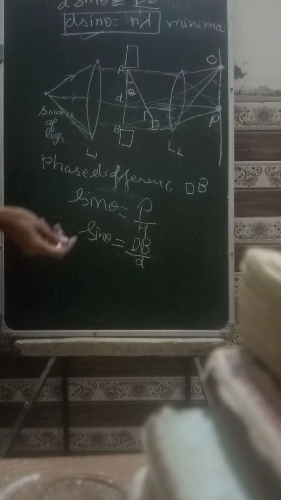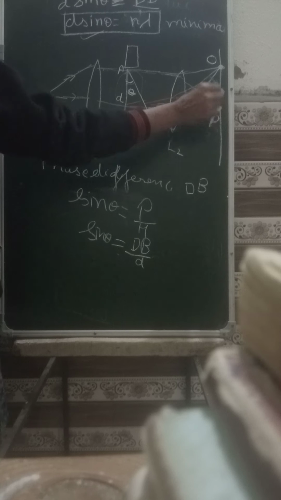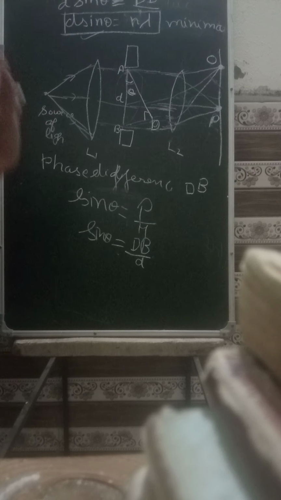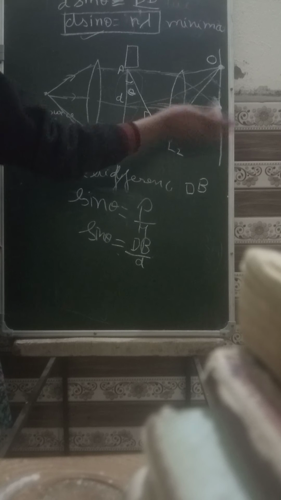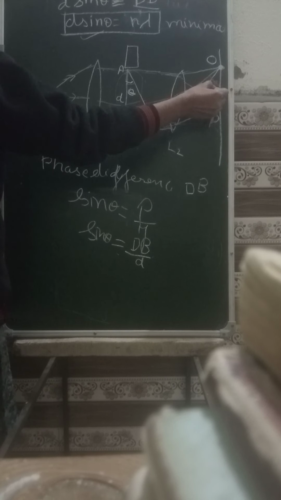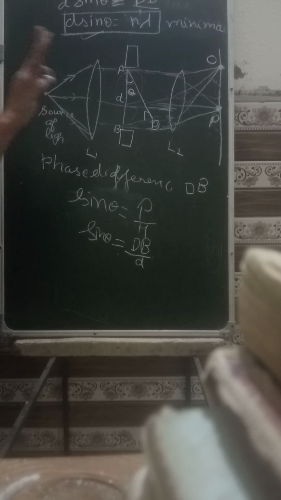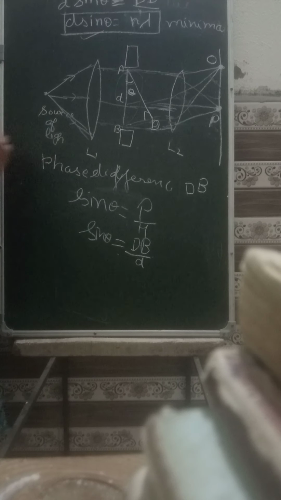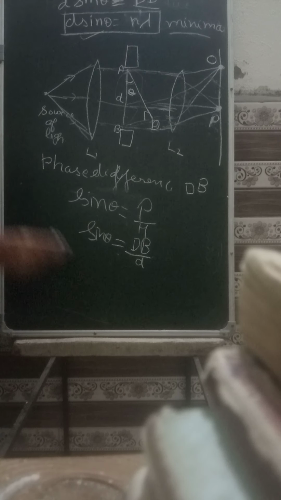Now suppose we want to find out the condition for maxima. First, the central maxima at point P, where we are going to obtain the maximum intensity of light. Then we are going to get minima, then again maxima. That maxima will not have as much intensity as at point P. So d sine theta is equal to n lambda is the condition of minima.